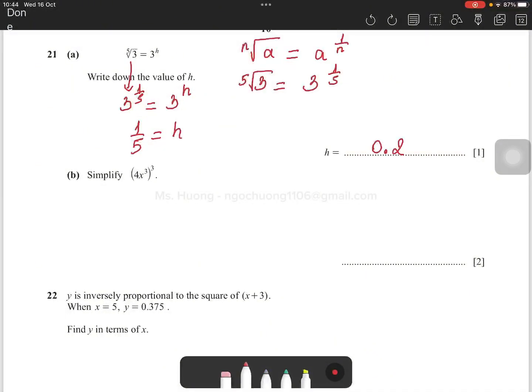B. Simplify 4x cubed to the power of 3. This one is equal to 4 cubed multiplied by x cubed to the power of 3. 4 cubed is 64, and x to the power of 3 to the power of 3 means 3 times 3. So the answer is 64x to the power of 9.